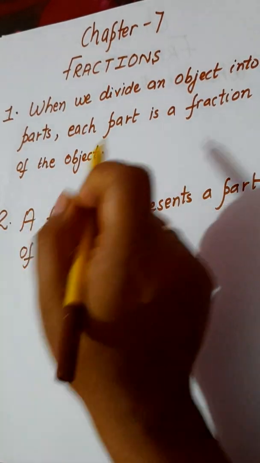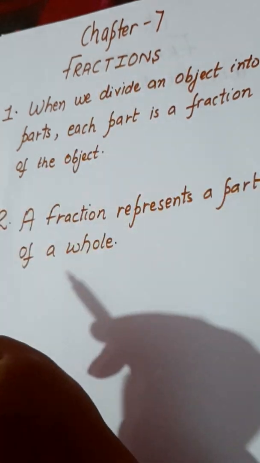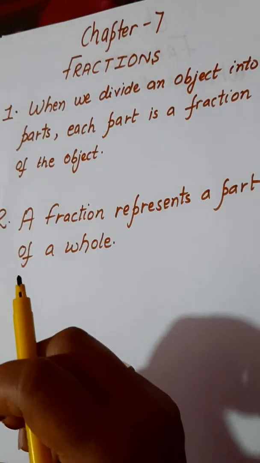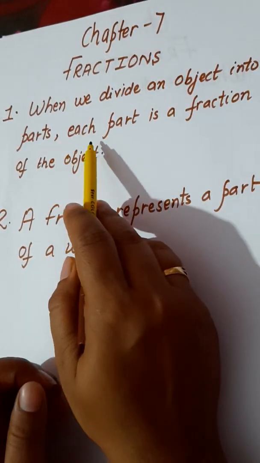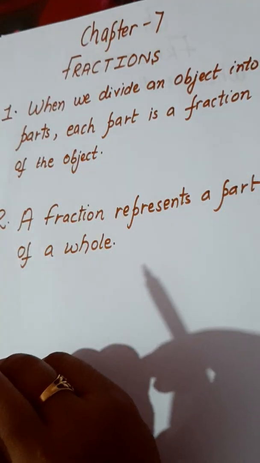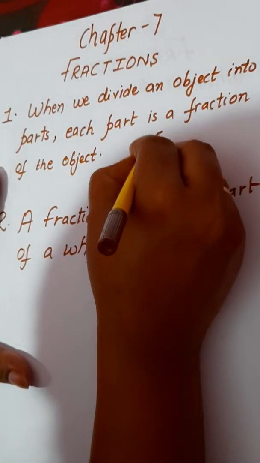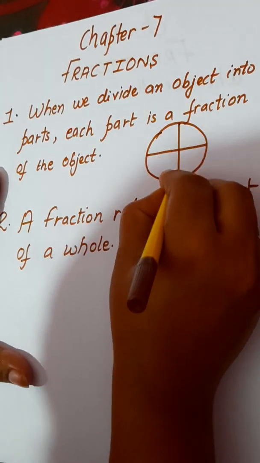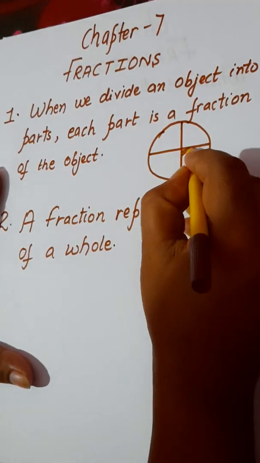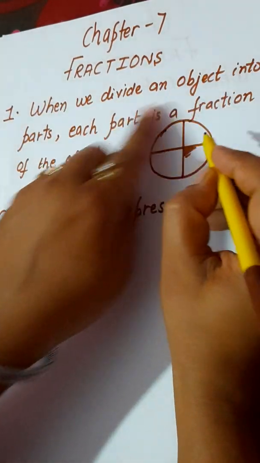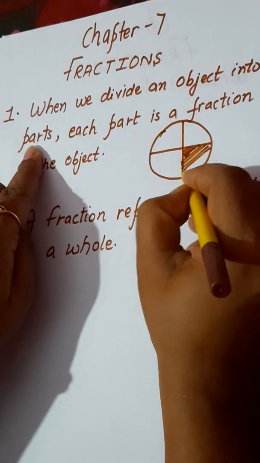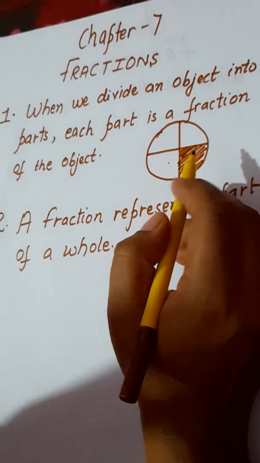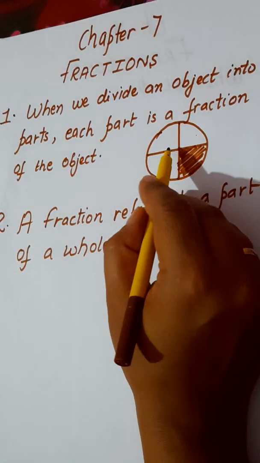Dear students, in this video we will start our chapter number 7, that is fractions. As we have done earlier, a fraction means when we divide an object into parts. Each part is a fraction of the object. For example, if I have this circle and this circle is divided into 4 equal parts, then each part is called a fraction, and in this we have 4 parts, 1 2 3 4, and each part is a fraction of the object.